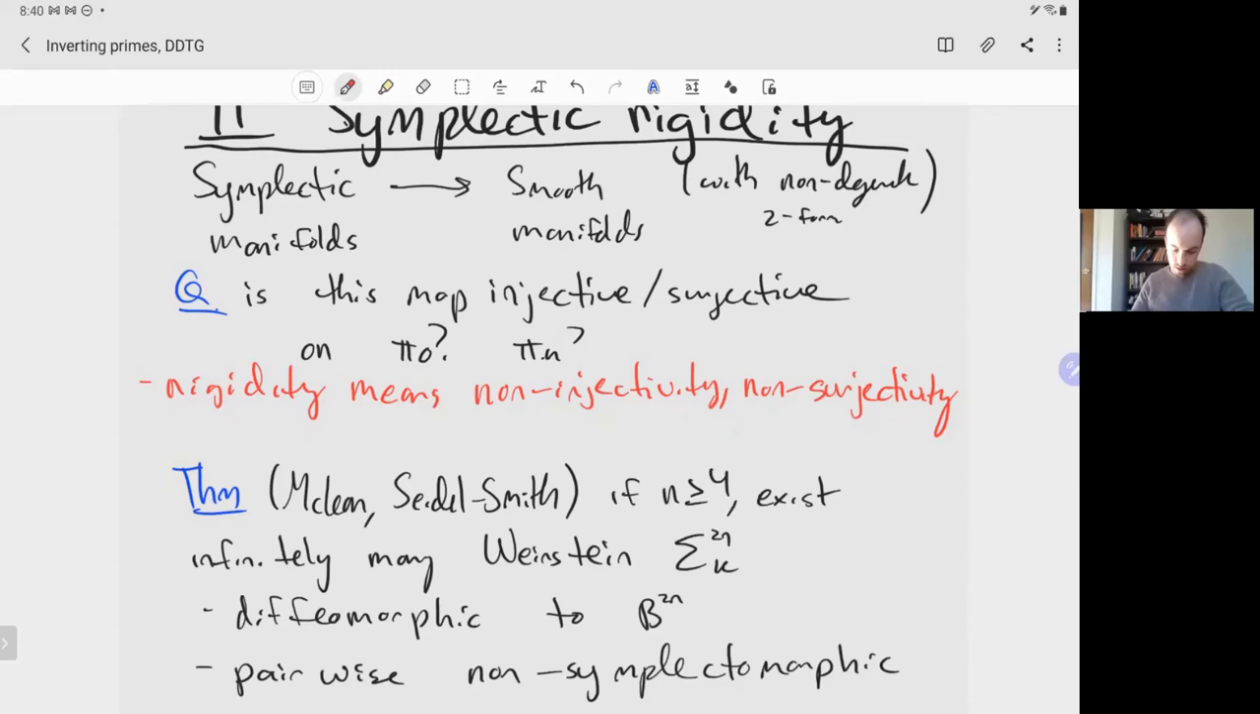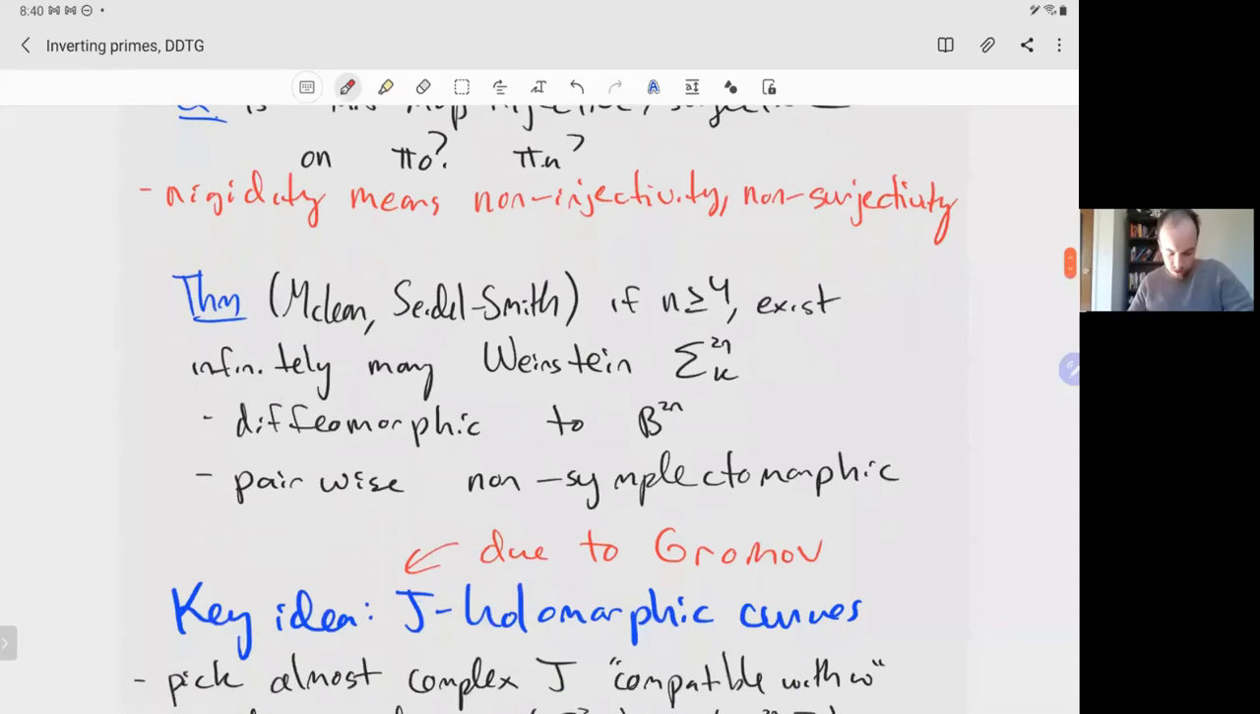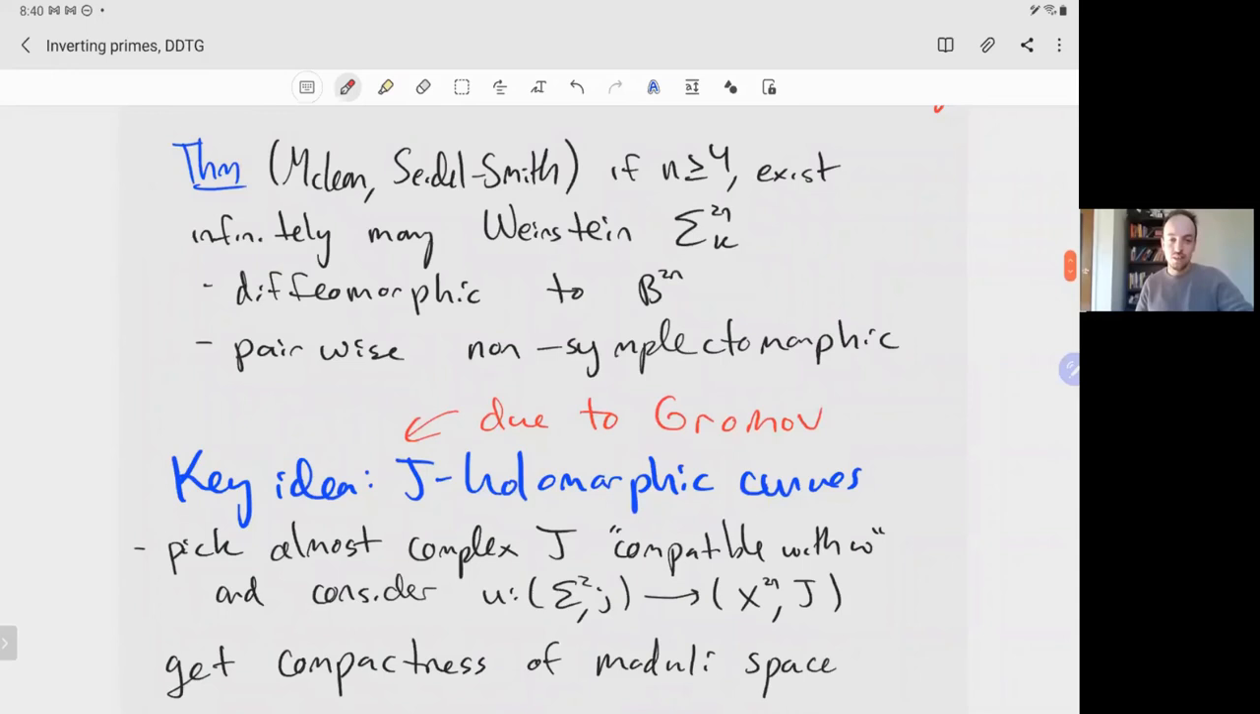And the key idea, which I should probably mention, is due to Gromov, which comes much earlier than this paper, and it's to use J holomorphic curves. I just want to say a few words about what goes into this, because this is a completely different idea than I think people had encountered before. And the idea is to pick an almost complex structure J which is compatible with the symplectic form in some way. I'm not going to say exactly what that is.